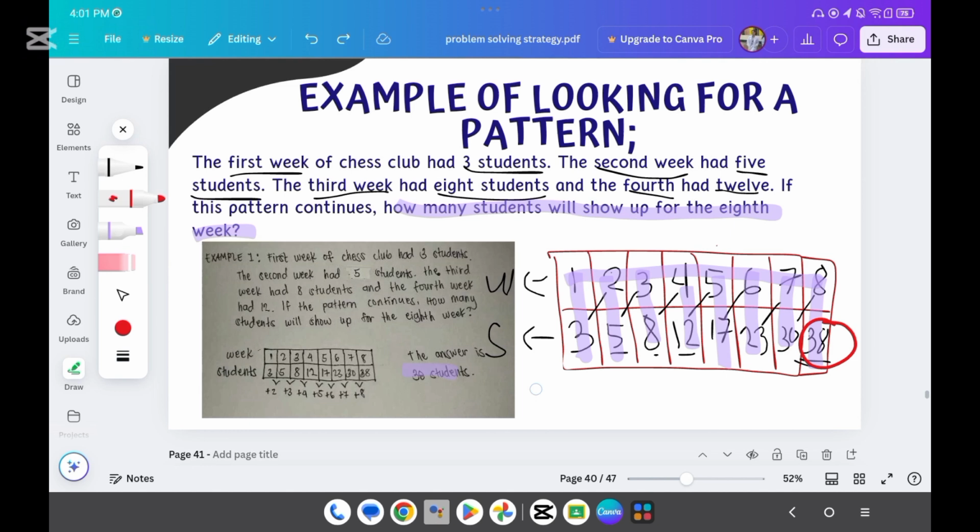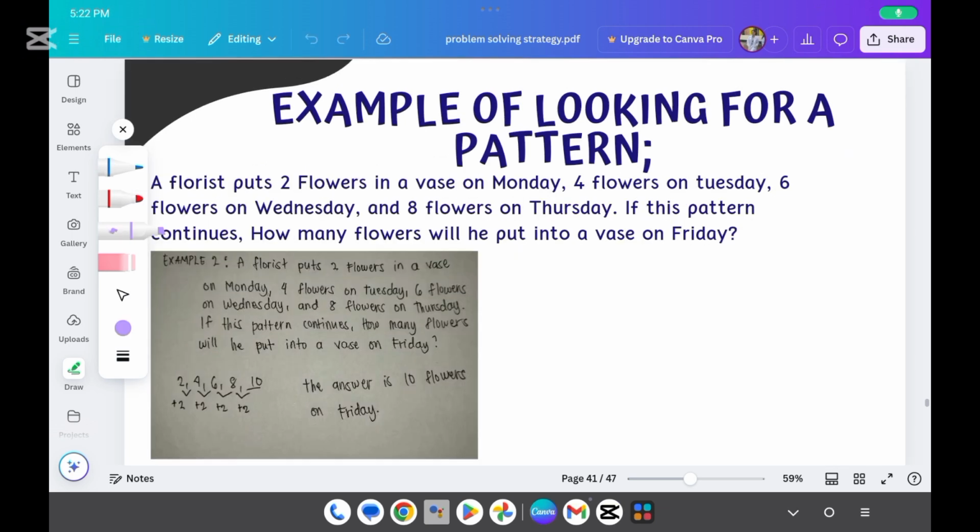So the answer is 38 students. And that's how you can use a table and look for a pattern in solving a problem. So now let's go to example 2.